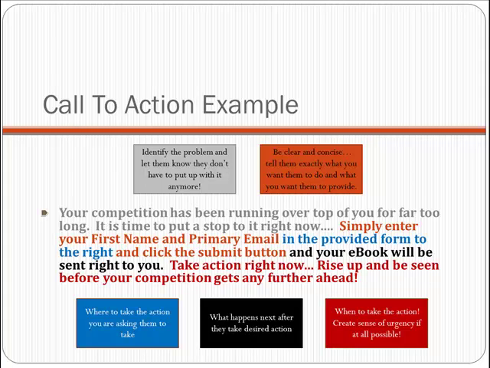The next one, with the blue, is where to take the action you are asking them to take: in the provided form to the right. So you're going to be telling them if it's down below, to the left, to the right, up above, wherever it is, you tell them specifically where to look. So if it's off to the right, you say look over to the right. There it is. That's where I want you to put your name and primary email, and the button below, and click. What happens next after they take the desired action? That's in the black.